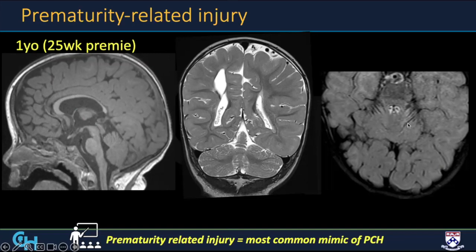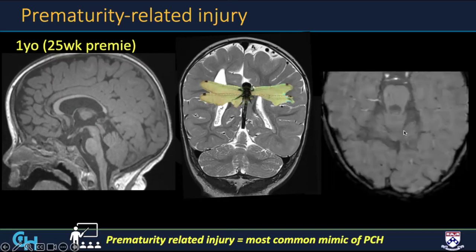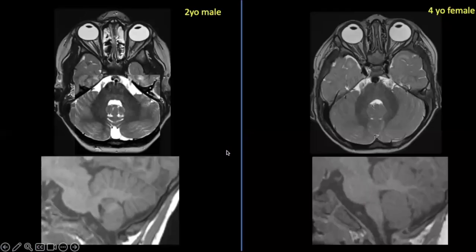Look at the widened fissures and bright signal on the T2 FLAIR sequence and in the coronal plane that somewhat spares the vermis. This is what I call the injured dragonfly sign. Now, you may or may not see susceptibility from prior hemorrhage. This could be ischemic. It can be from prior bleeding. Blood products in the cerebellum tend to be resorbed over time. So lack of any susceptibility doesn't exclude prematurity-related injury.